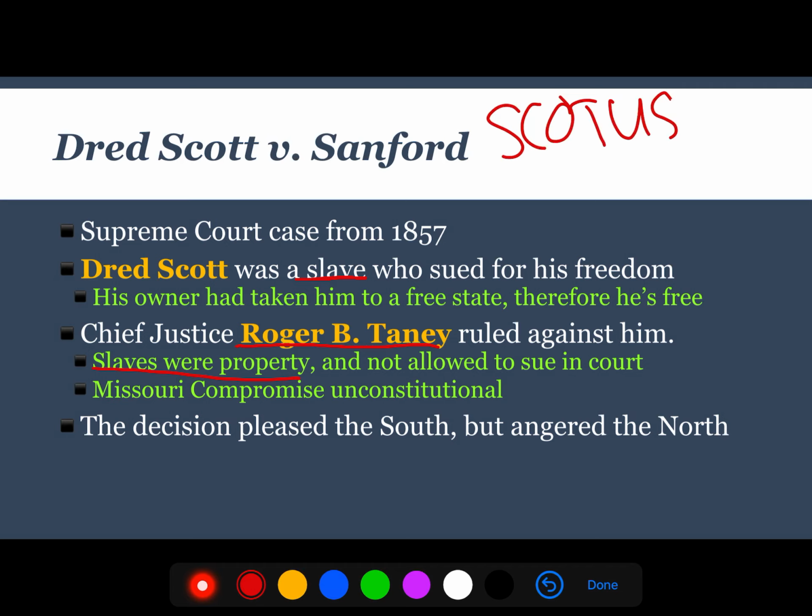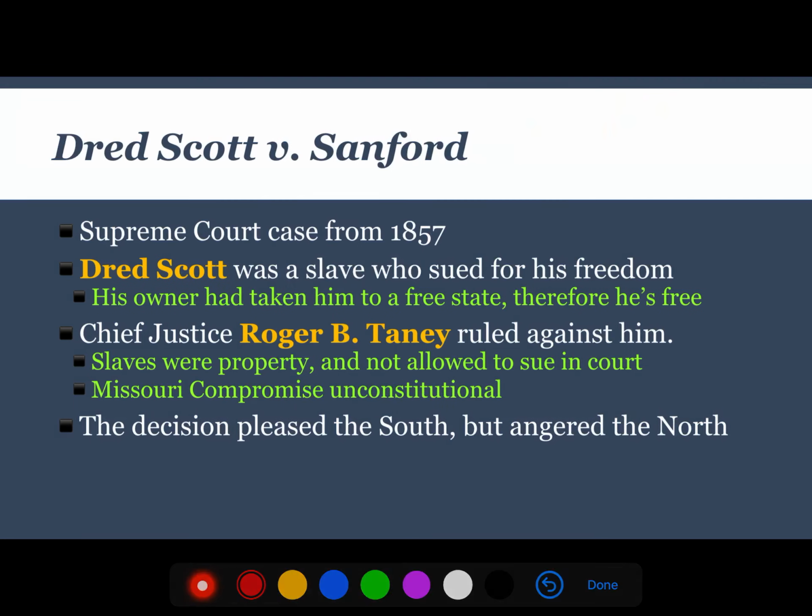And he also nullifies the Missouri Compromise. And so he's very popular in the South, but the North is profoundly angry about what Roger Taney does in his decision on Dred Scott. But this is a really important case in terms of the progression of events from 1850 to the Civil War.